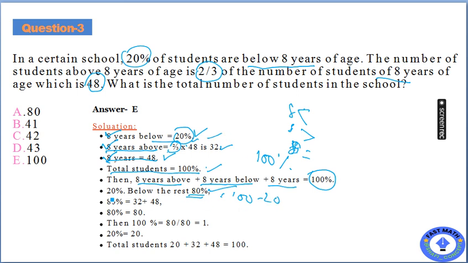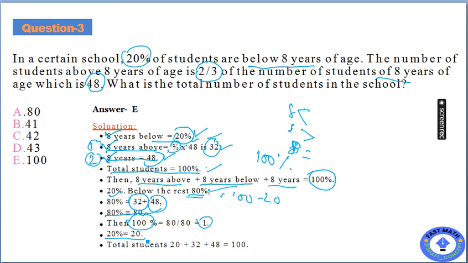The 80% is nothing but this is the eight. This is the first one and this is the second one. 80% is nothing but 32 plus 48, which are taken from here and here, because these are the students left over here who are of eight years above and eight years equivalent. That means 80% is equivalent to 80. Then what becomes 100%? Nothing but 100.